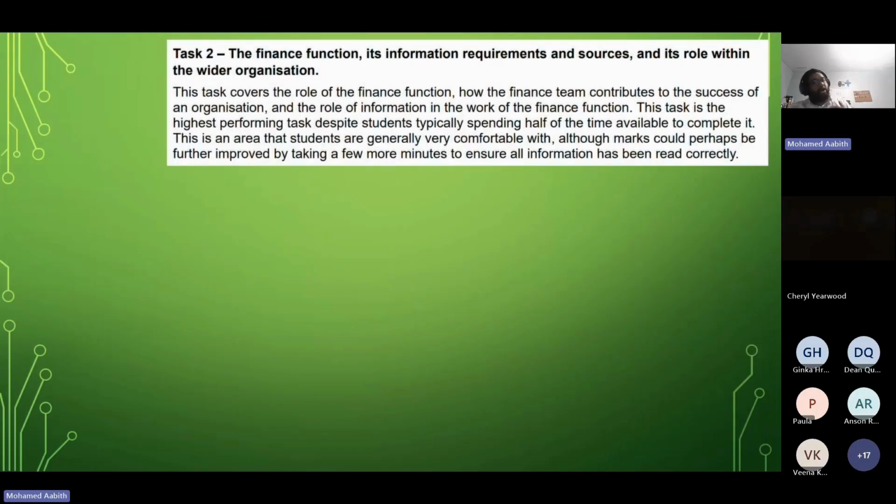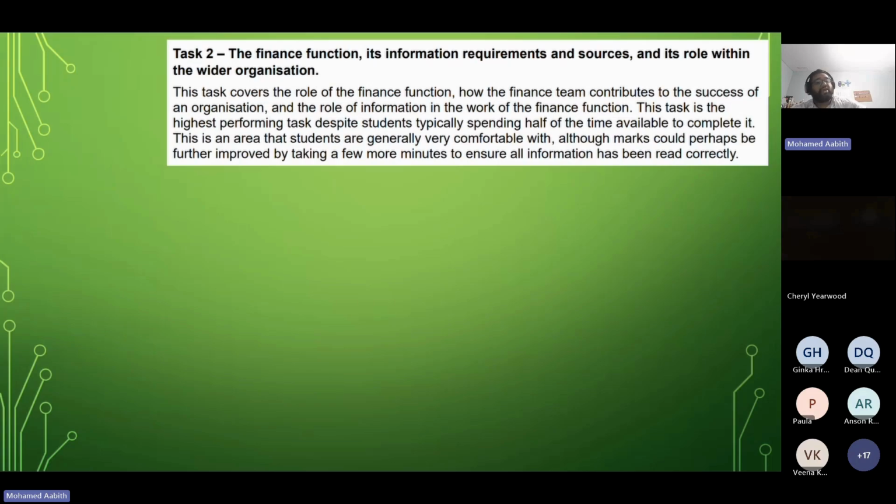The second task is also a similar kind of theoretical subject. It's asking about the finance function, its information requirements and sources, and its role within the wider organization. So it's going to be about how the finance team contributes to the success of an organization and the role of information in the work of the finance function. This task is the highest performing task, despite students typically spending half of the time available completing it, because they normally spend a long time on this one, but they do well.